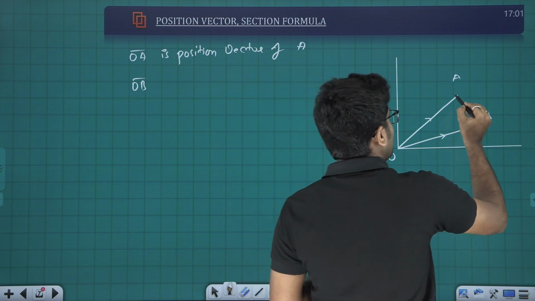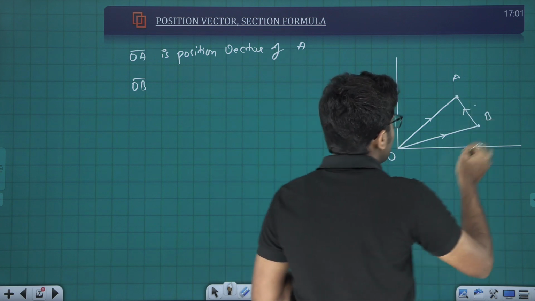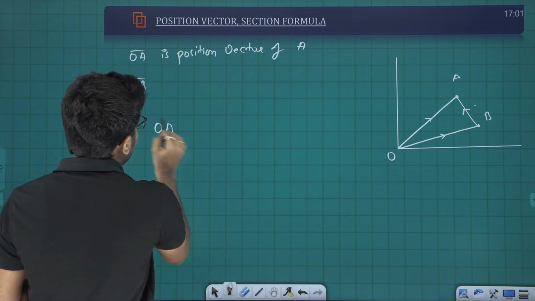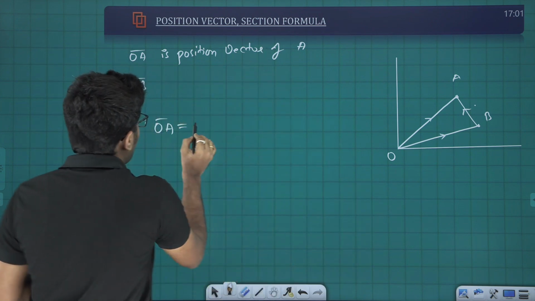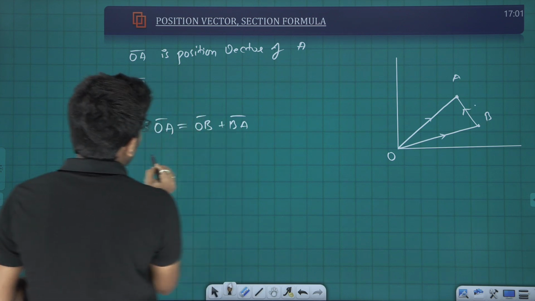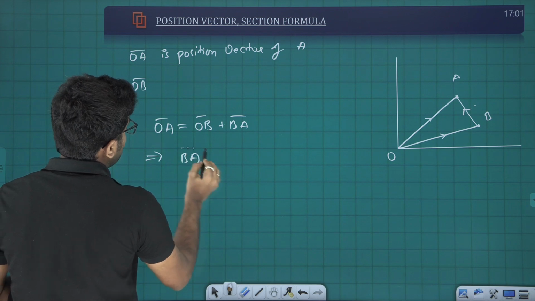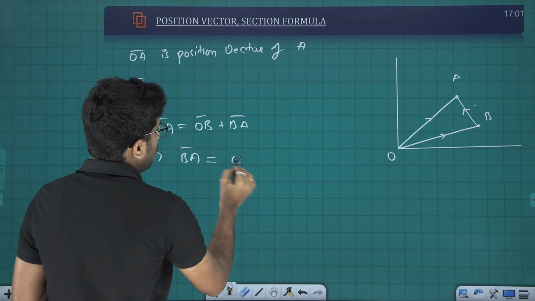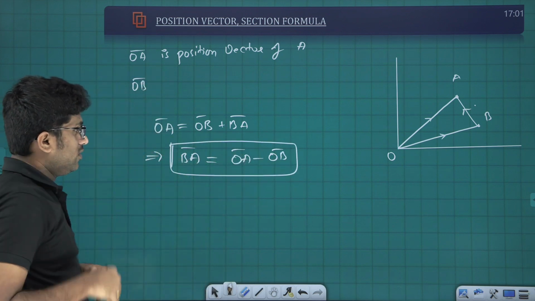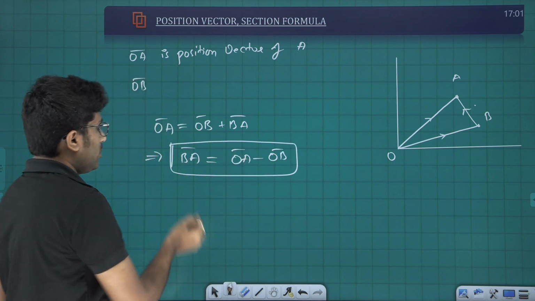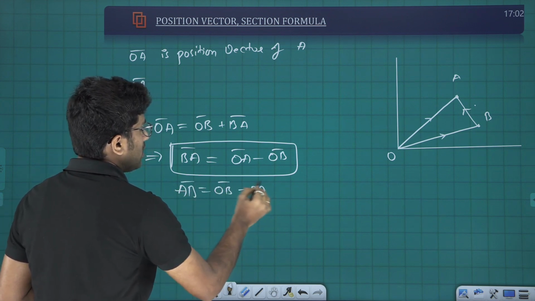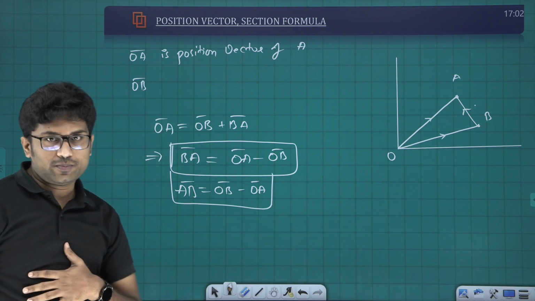Now let's say this is BA bar. By using the triangle law of vectors, again in this case, OA bar is the resultant of OB bar and BA bar. So OA bar is equal to OB bar plus BA bar. From here, BA bar is equal to OA bar minus OB bar. At the same time, AB bar is equal to OB bar minus OA bar. And this is what we call the position vector of the given point.